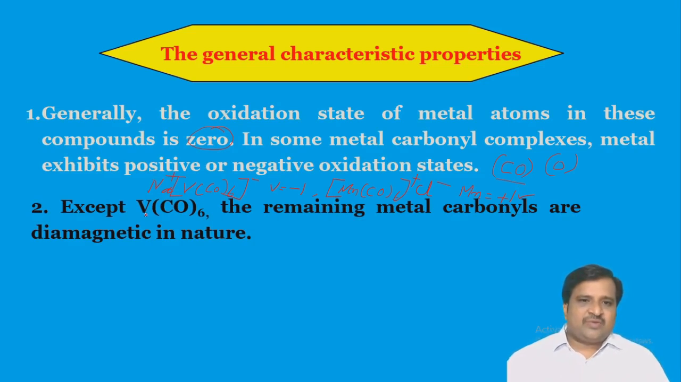Except vanadium carbonyl V(CO)6, the remaining metal carbonyls are diamagnetic in nature. In the presence of the strong field ligand CO, all the electrons are paired. There is no unpaired electron in these complexes, so they are diamagnetic. But in the V(CO)6 complex, the vanadium metal has one unpaired electron. Because of this one unpaired electron, the vanadium complex exhibits paramagnetic nature, and the remaining complexes are diamagnetic.